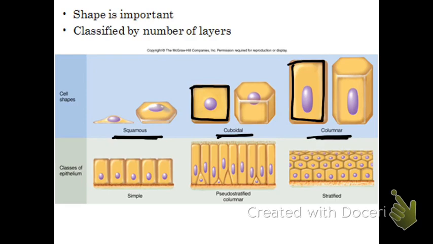Secondly, cells can have different layering patterns. And so an epithelium that has only one layer of cells is said to be simple. A tissue that has two or more layers is said to be stratified. And we'll deal with this pseudostratified in a moment.